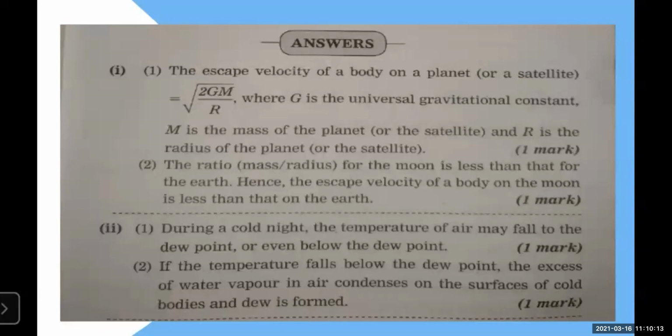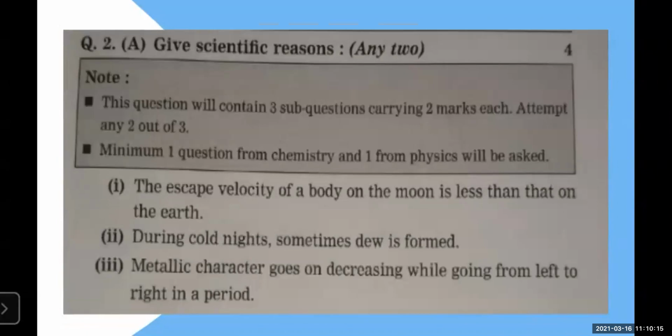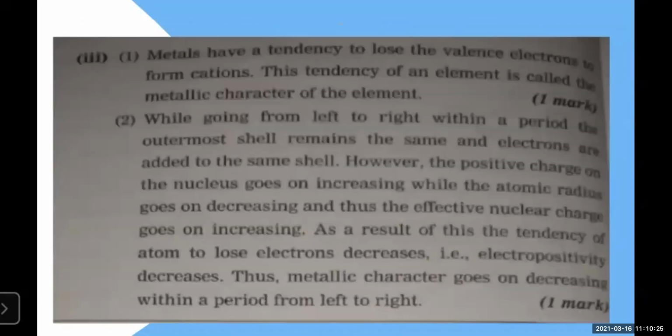Okay. Next, what was our third question? Metallic character goes on decreasing while going from left to right in a period. So let's see the answer for this question. Question number 3, first point: metals have a tendency to lose the valence electron to form cations. This tendency of an element is called the metallic character of the element.